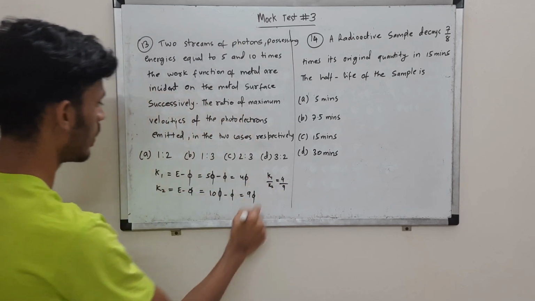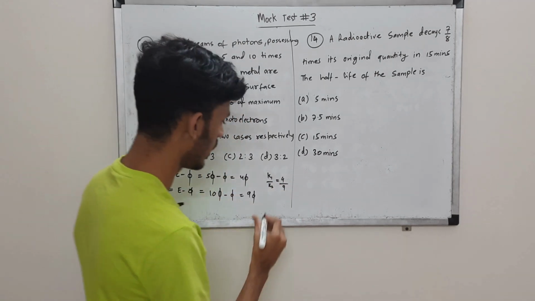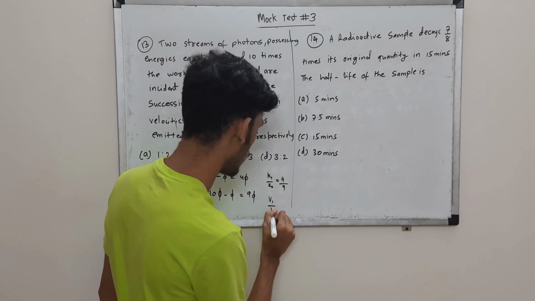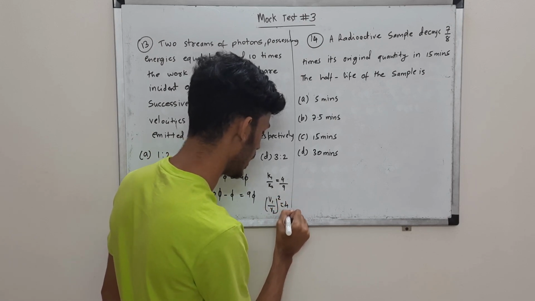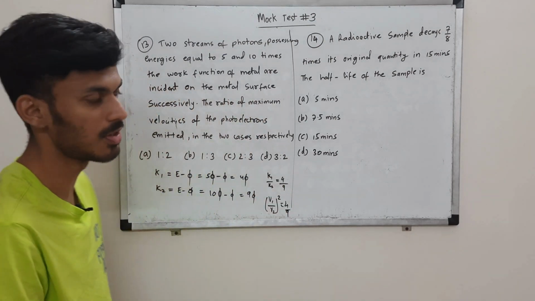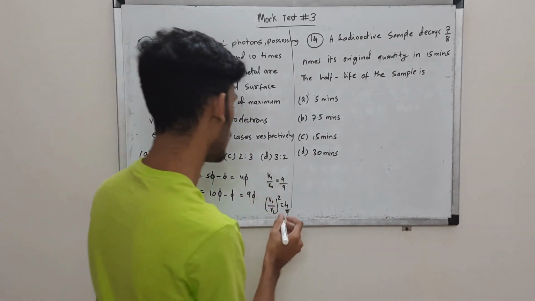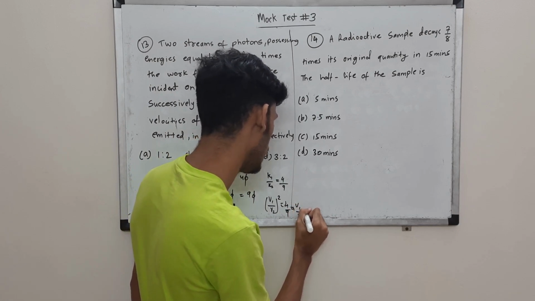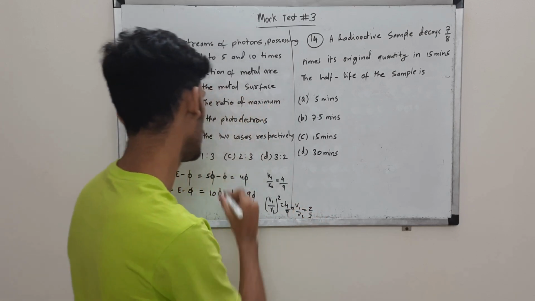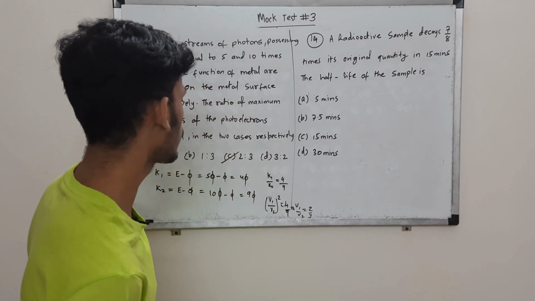If you take the ratio K1 by K2, it's 4 by 9, and K is proportional to velocity square, so V1 by V2 the whole square is proportional to 4 by 9, because K is half mv square, so K is proportional to V square. So this implies that V1 by V2 will be 2 by 3, or 2:3, option C. That's correct.